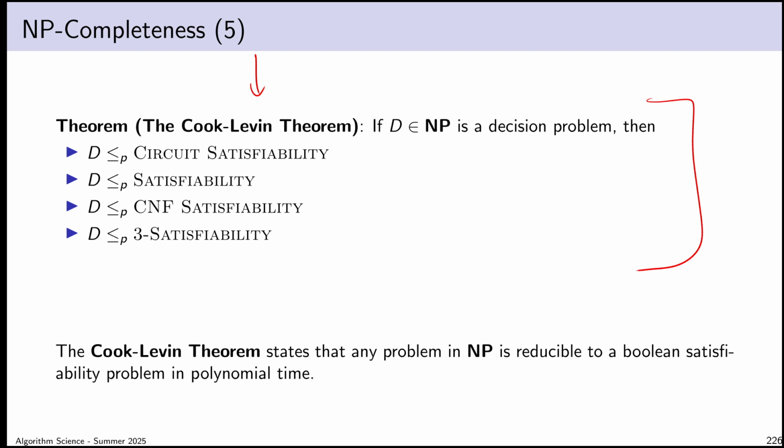The Cook-Levin theorem says if D is some decision problem that is known to be in NP, then D is always going to be polynomial time reducible to circuit satisfiability, or to regular satisfiability, or to CNF satisfiability, or even to 3-satisfiability. In other words, these 4 problems are catch-all problems that every single thing in NP can be reduced to in polynomial time. And the biggest implication of that is that if we were to find a polynomial time algorithm for even one of these, then every single thing in NP could be done in polynomial time.